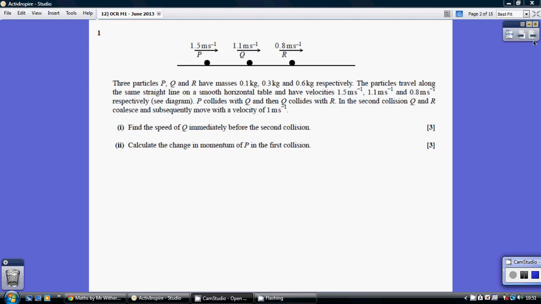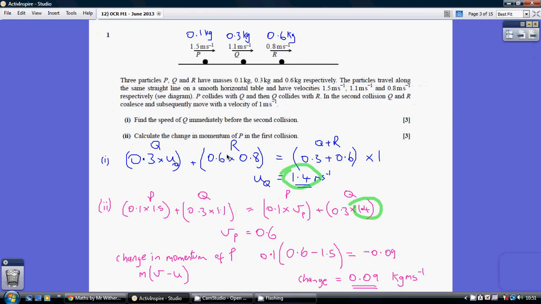Question 1. So to find the speed of Q immediately before the second collision, let's consider the second collision between Q and R. So what do we know about this collision?